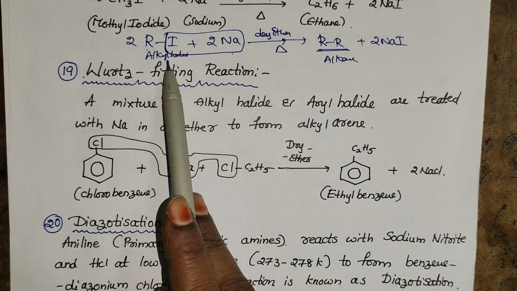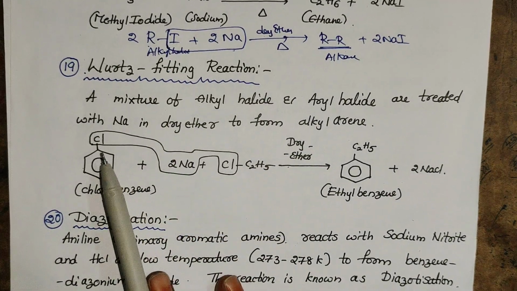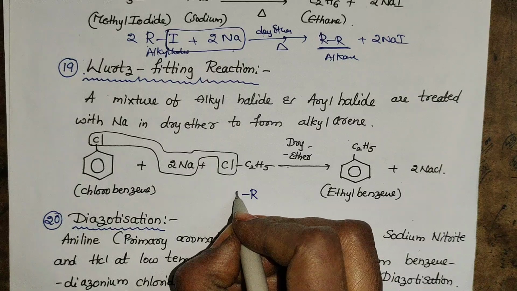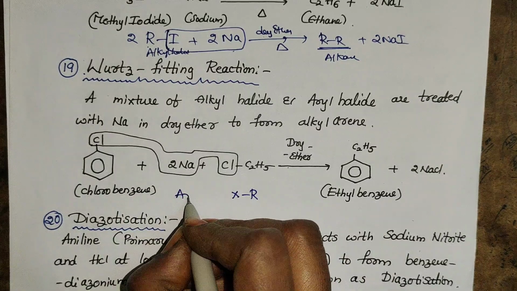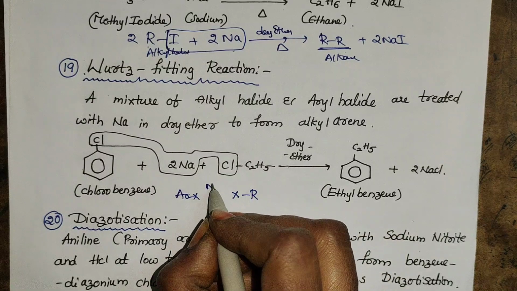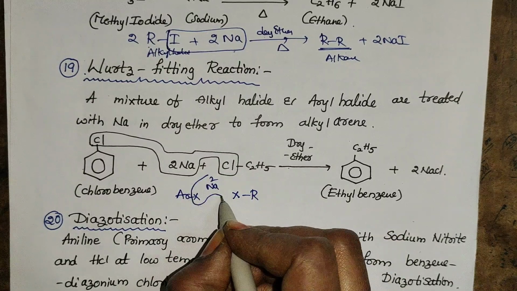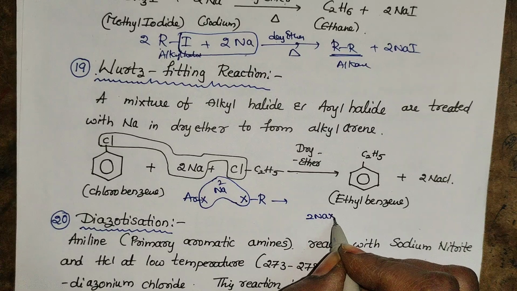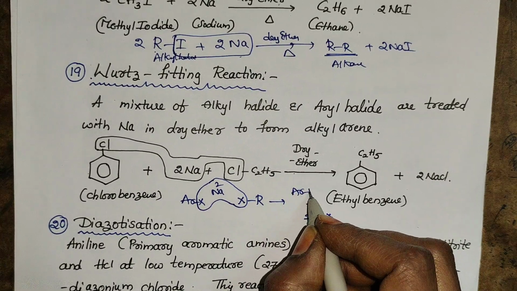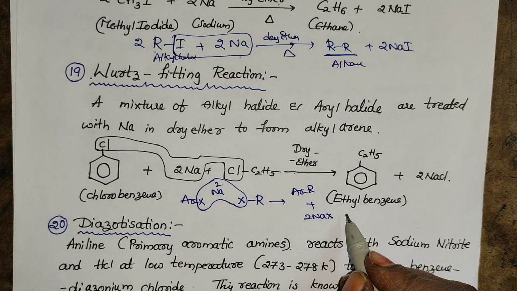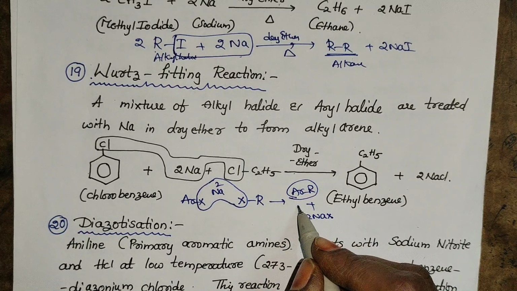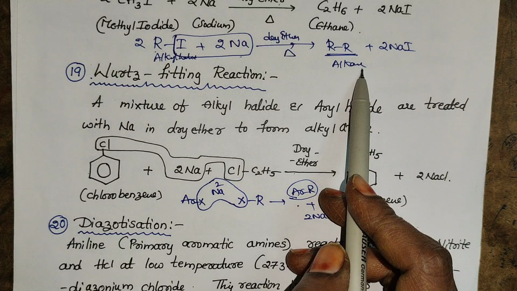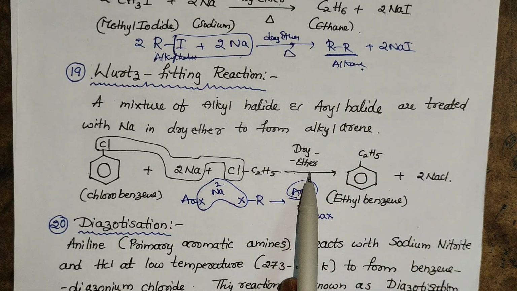But here, of the 2 moles of halide, one is aryl halide and another one is alkyl halide. Alkyl halide formula is RX, aryl halide formula is ArX. These are treated with sodium, 2 moles. So it is eliminating sodium halide, NaX, as a byproduct, and Ar and R both make a bond, nothing but an alkyl arene. Alkyl arene forming is the Wurtz-Fittig reaction. Simple alkane forming is the Wurtz reaction.